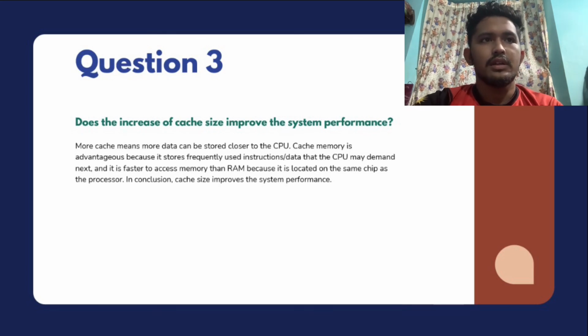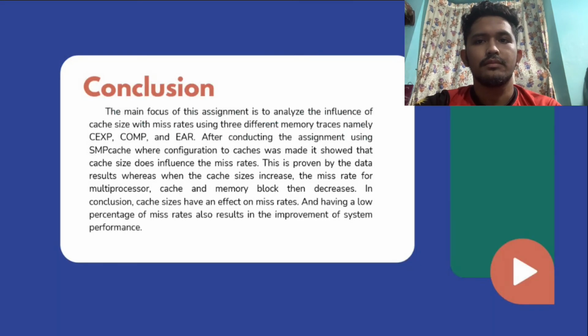Question 3. Does the increase of cache size improve the system performance? More cache means more data can be stored closer to the CPU. The cache memory is advantageous because it stores frequently used instructions or data that the CPU may demand next, and it is faster to access than RAM because it is located on the same chip as the processor. In conclusion, cache size improves the system performance.